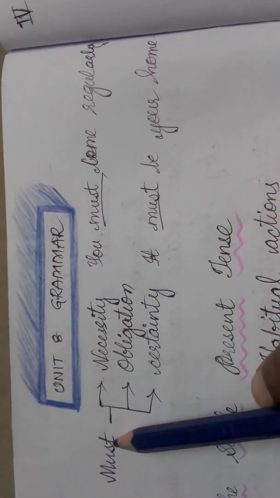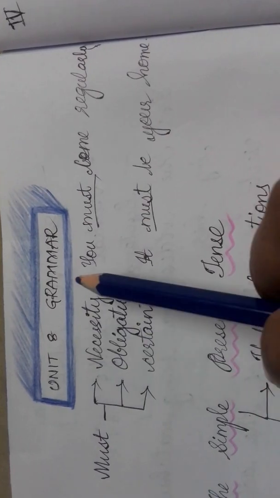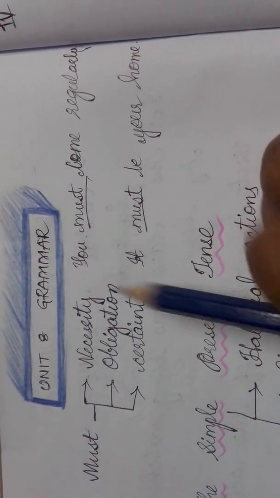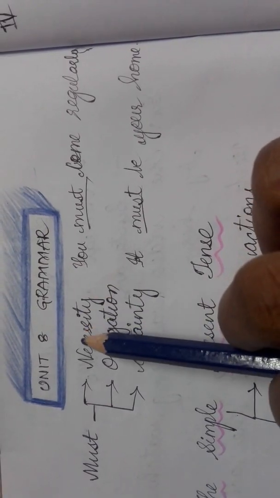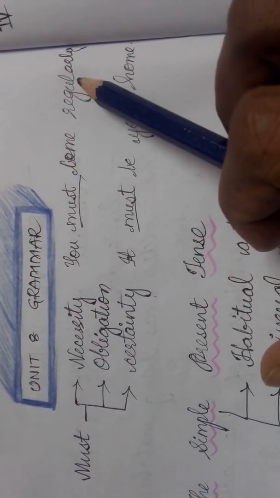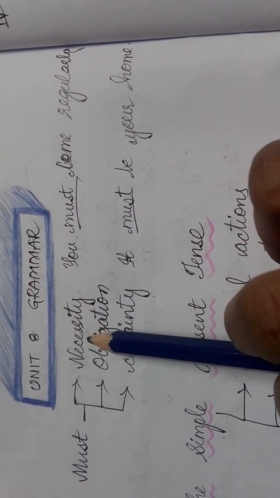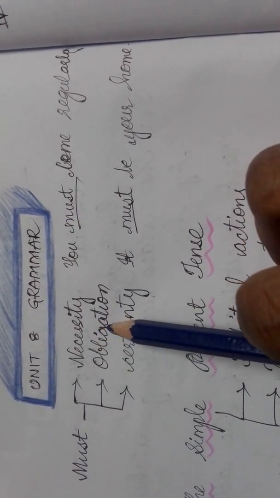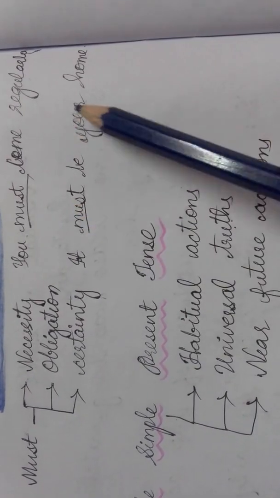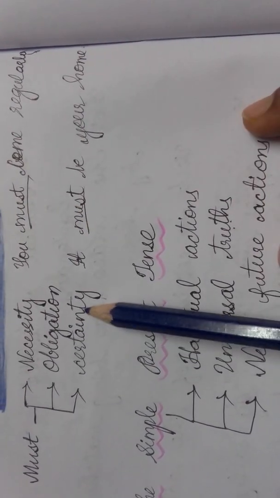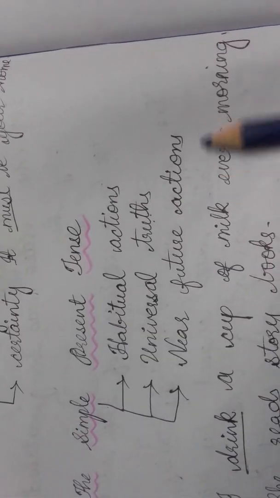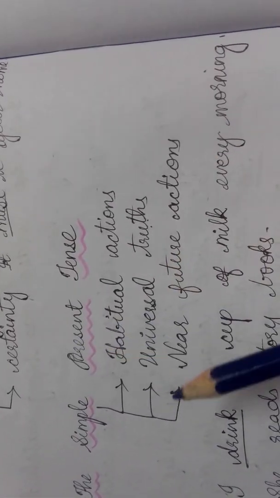Unit 8 grammar, we have learnt when to use must. When it's a necessity, when it's an obligation or certainty, we are going to use this must. Necessity: you must come regularly. Okay, this is a necessity. Obligation means if somebody is ordering. Then the next one is certainty: it must be your house. It's a certainty.